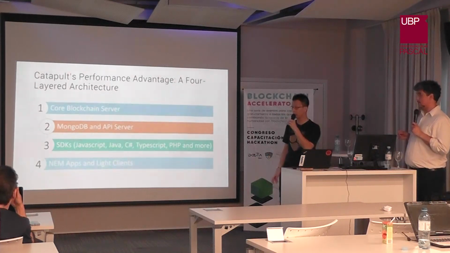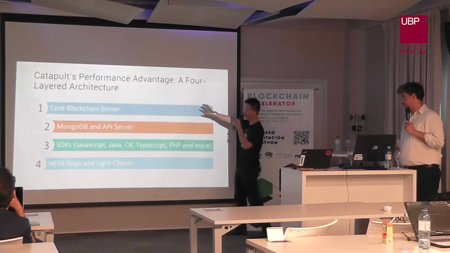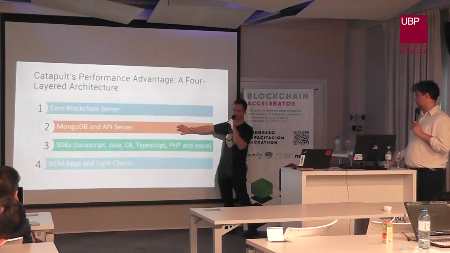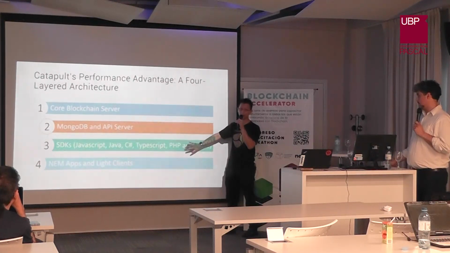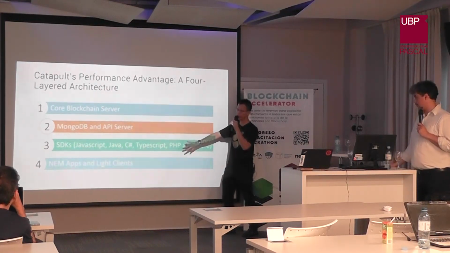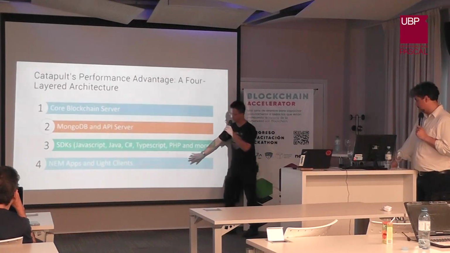So here, however, we broke it up. So we have the blockchain server, and then we have the API server as a second layer. Then the SDKs will be more standardized because the current version of NEM, our SDKs have some problems between each language. And the last one will be your applications.